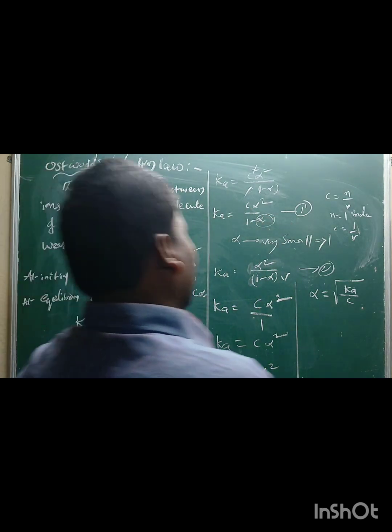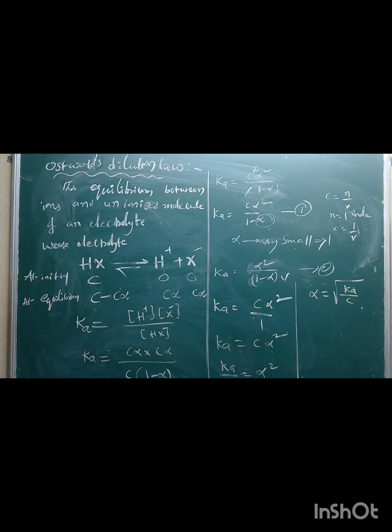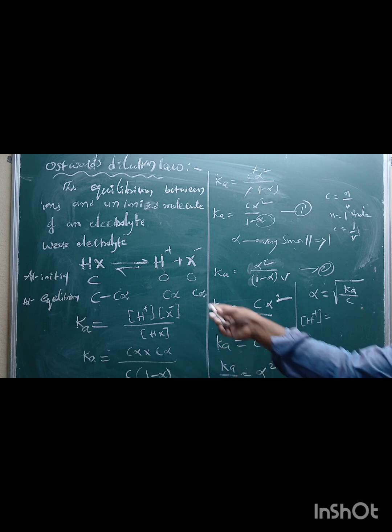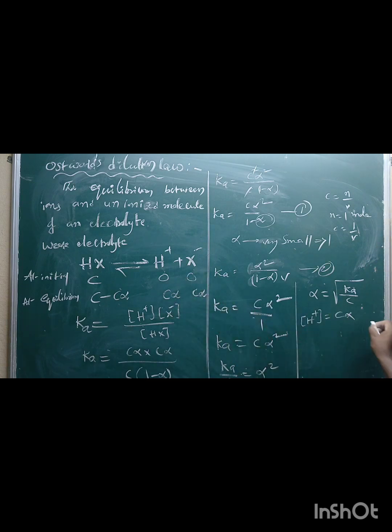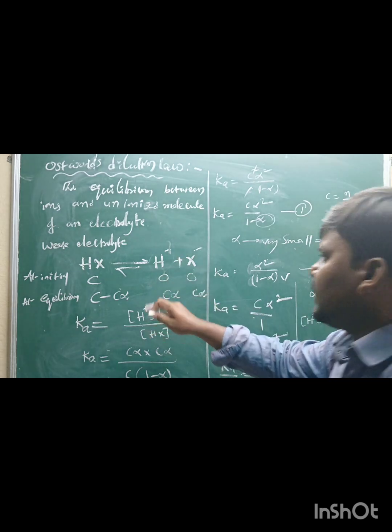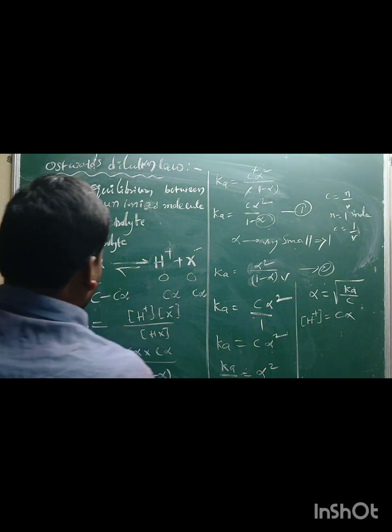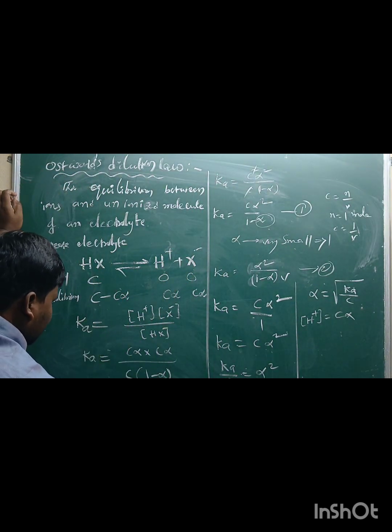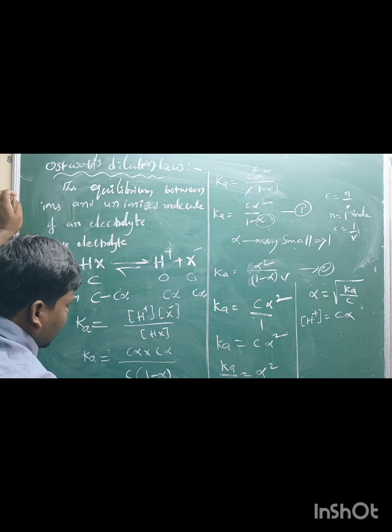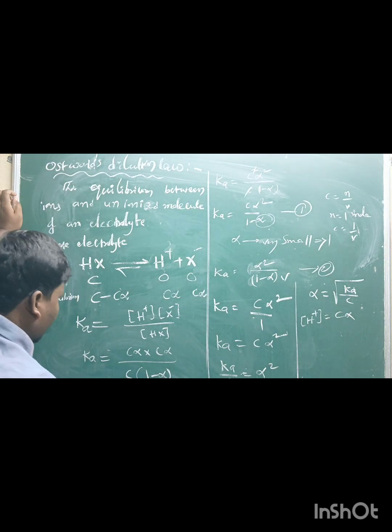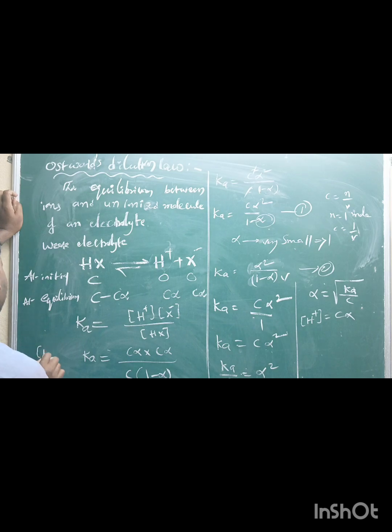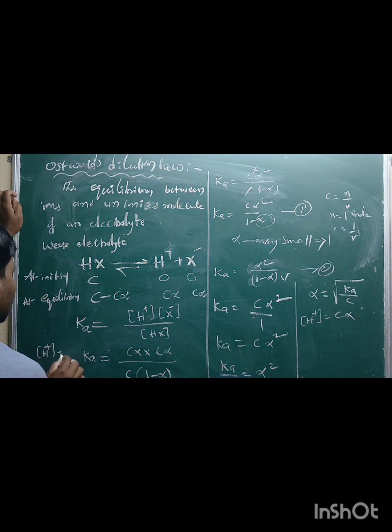In case now I want to calculate the concentration of H plus ion, here the concentration of H plus ion is equal to C alpha. You can observe here, the concentration of HX at equilibrium is C into 1 minus alpha. The concentration of H plus ion is equal to C alpha. The concentration of X minus is also C alpha. These are the terms.